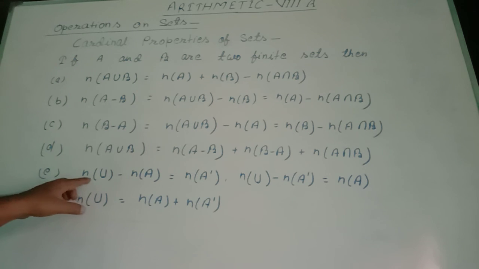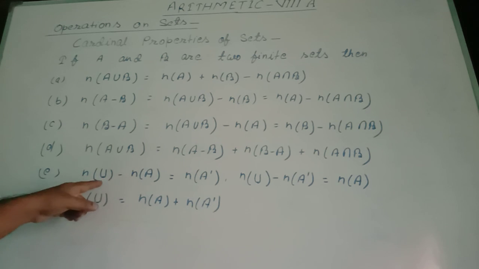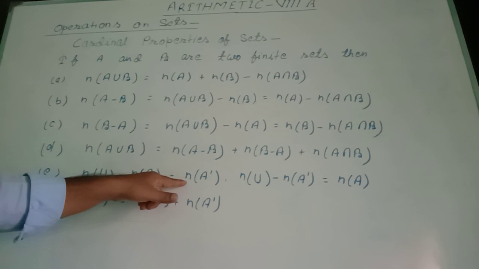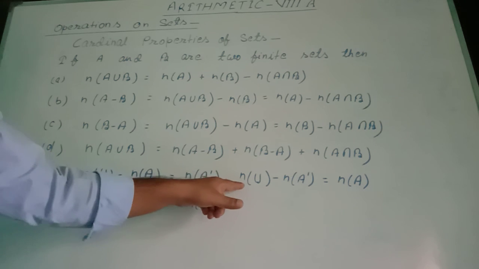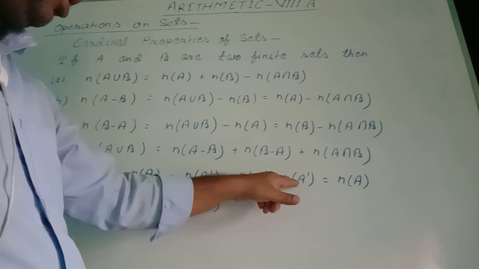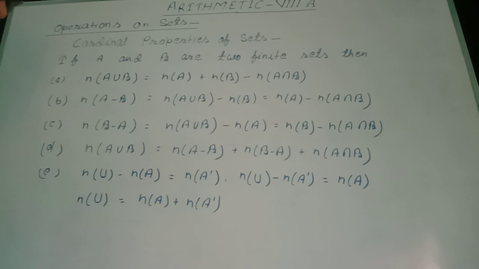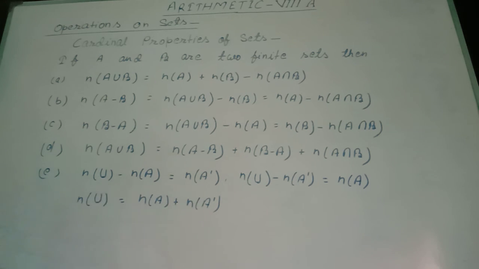And the last is, if U is the universal set and set A is the subset of universal set U, then number of elements U minus number of elements A equal to number of elements of complement A. Number of elements of universal set U minus number of elements of complement set A equal to number of elements of set A. Number of elements of universal set equal to number of elements of set A plus number of elements of complement of set A.